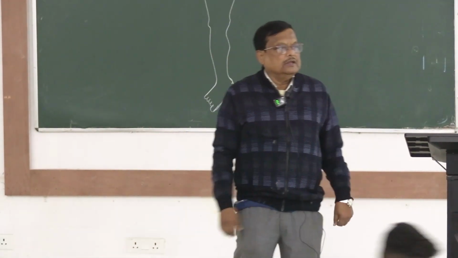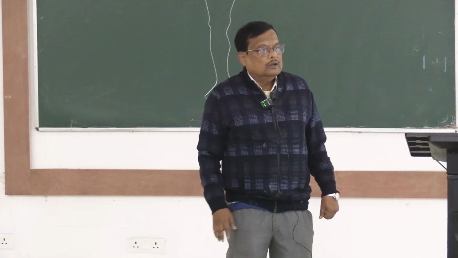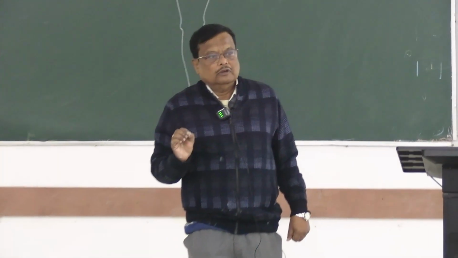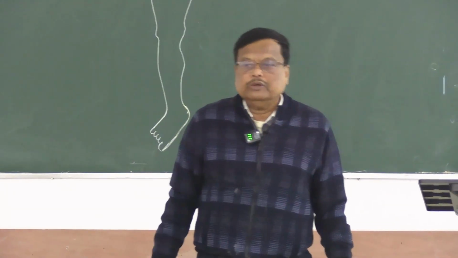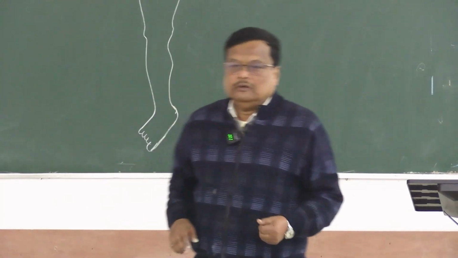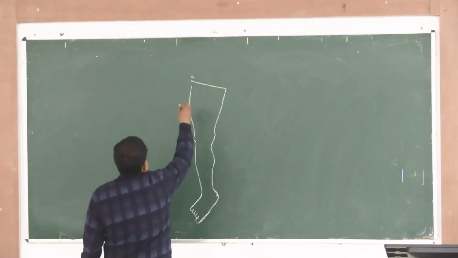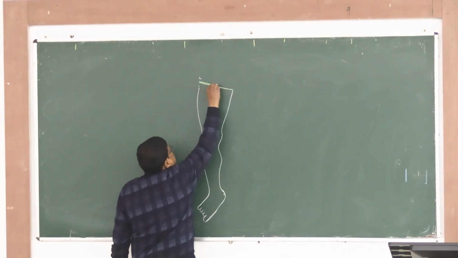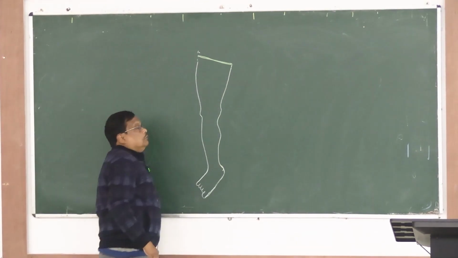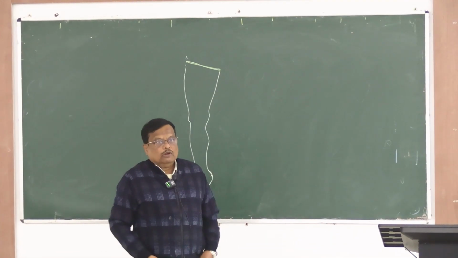if we cut the skin and the superficial fossa, you will find a very strong ligament. We call it the inguinal ligament, one on either side.